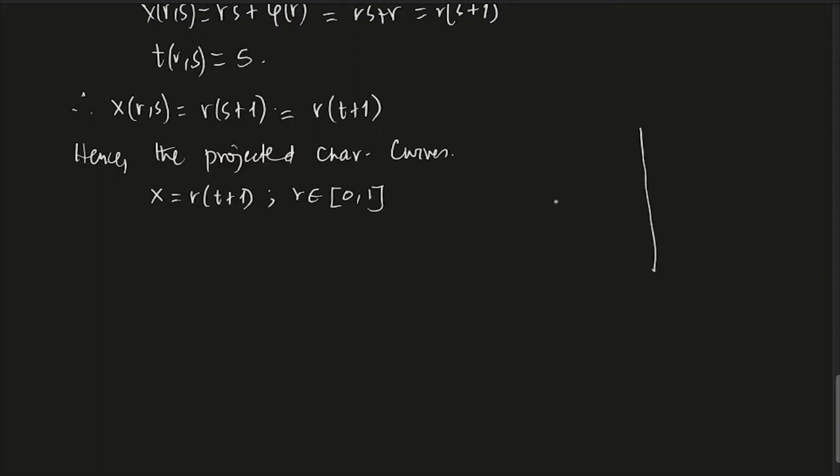So let's say the projected characteristic will be in the xt plane. Let's see. The first projected characteristic, corresponding to r equals 0, is x equals 0. So the line x equals 0 is one of the projected characteristics. Now, the other projected characteristic is r equals 1, let's say. So x equals t plus 1. So, something like this.